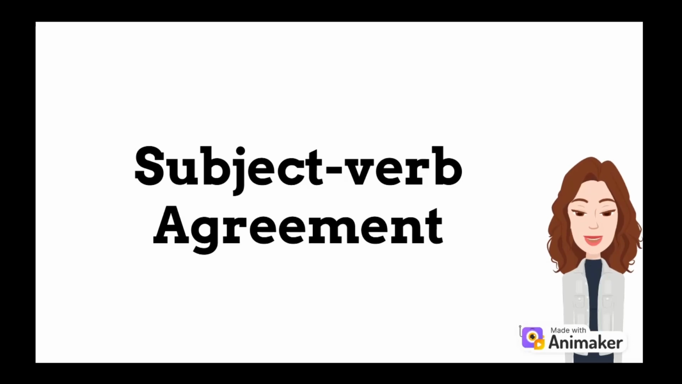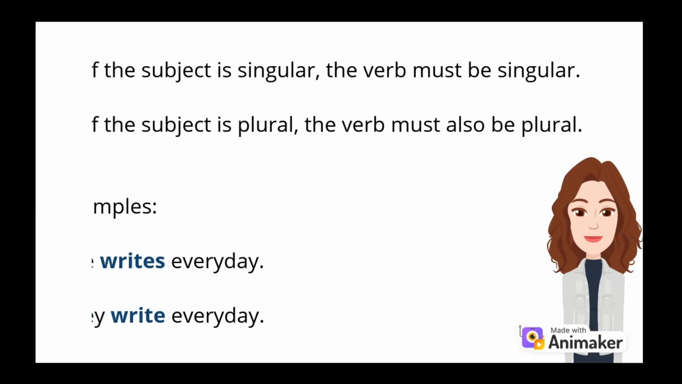Today we're going to learn one of the most significant rules of the English language, which is subject-verb agreement. According to this rule, if the subject is singular, the verb must also be singular. On the other hand, if the subject is plural, the verb will be plural too.